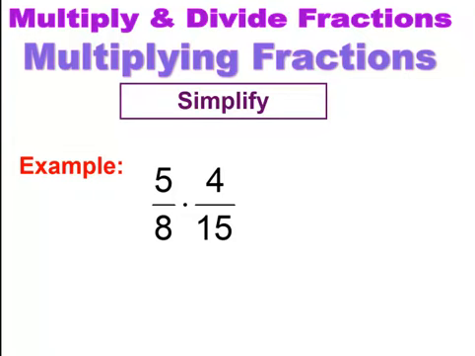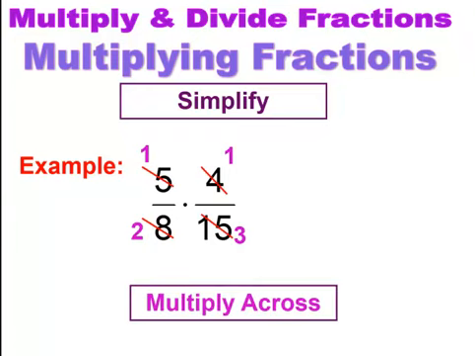So in this case, I see that I have a common factor of 5. 5 goes into 5 once, and that 5 will also come out of 15, and I'll be left with 3. I also can simplify that 4 and that 8, and I end up having it simplified to 1 and then the 2. Once it's in simplest form, to multiply, you're going to multiply across.